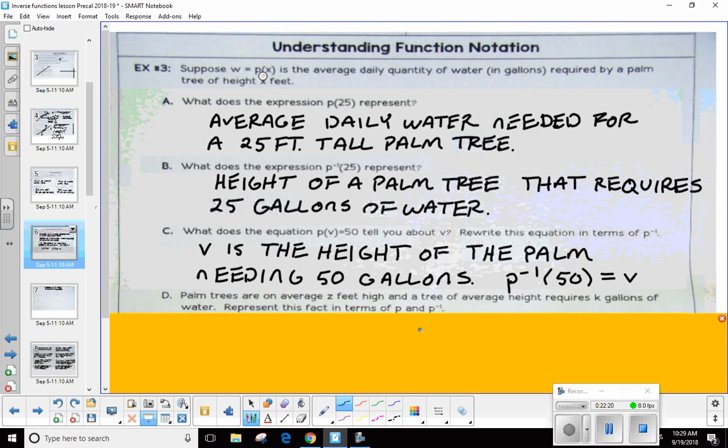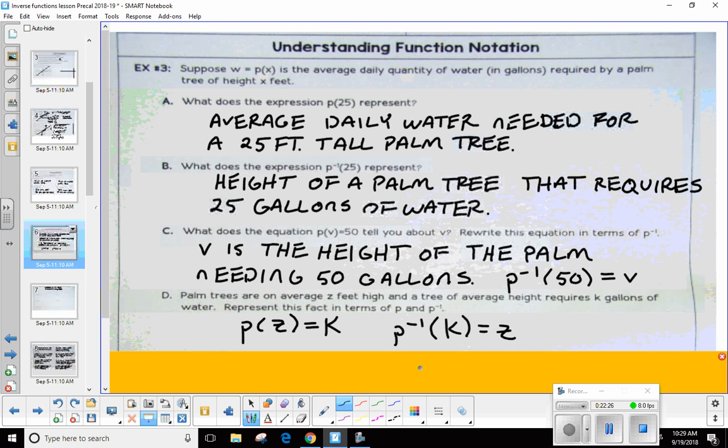Because the function P, the output is going to be the water, so it has to equal K based on our height Z. So if I know that P of Z equals K, then P inverse of K should equal Z. Okay, how many people got that right? Good. Okay, any questions so far? How we doing?